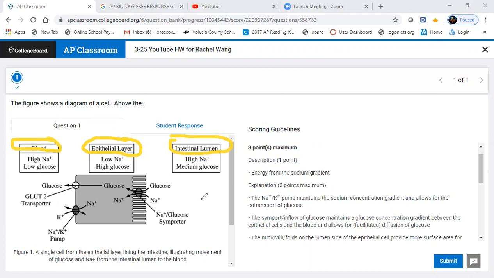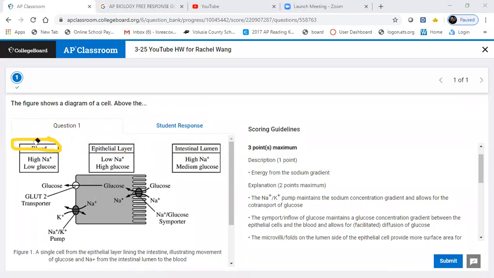Anytime you see a free response question where you're seeing high and low levels of things, you want to see if you can tie cellular transport into that somewhere. So those fancy words like facilitated diffusion, simple diffusion, active transport, moving from high concentration to low, those are all words that we want to put into our responses.